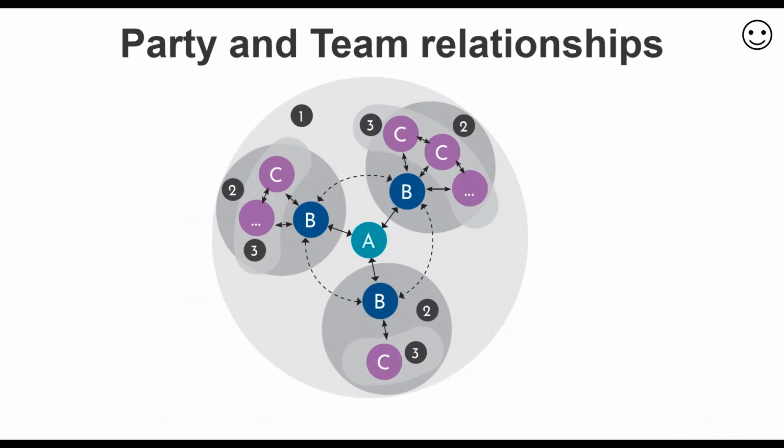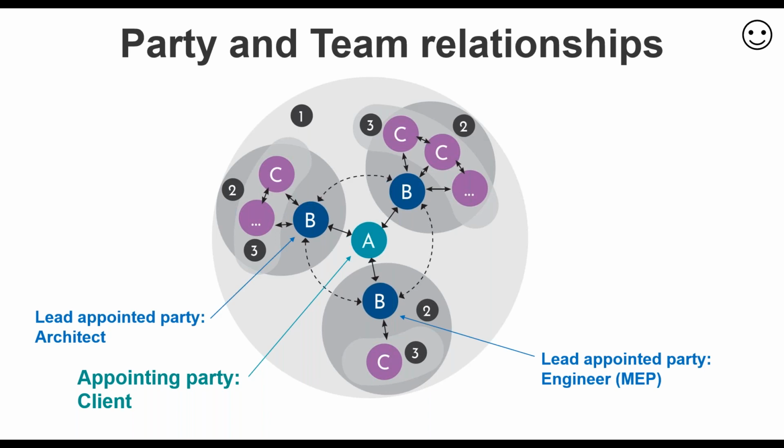So if you just move on, Craig, the same diagram. So there's our appointing party, or as we know, a client in the center. Moving on. And then, let's say at the start of the project, our client decides, right, okay, I need a design team. So his lead appointed parties, his direct appointments, are with an architect, for example, and an engineer.